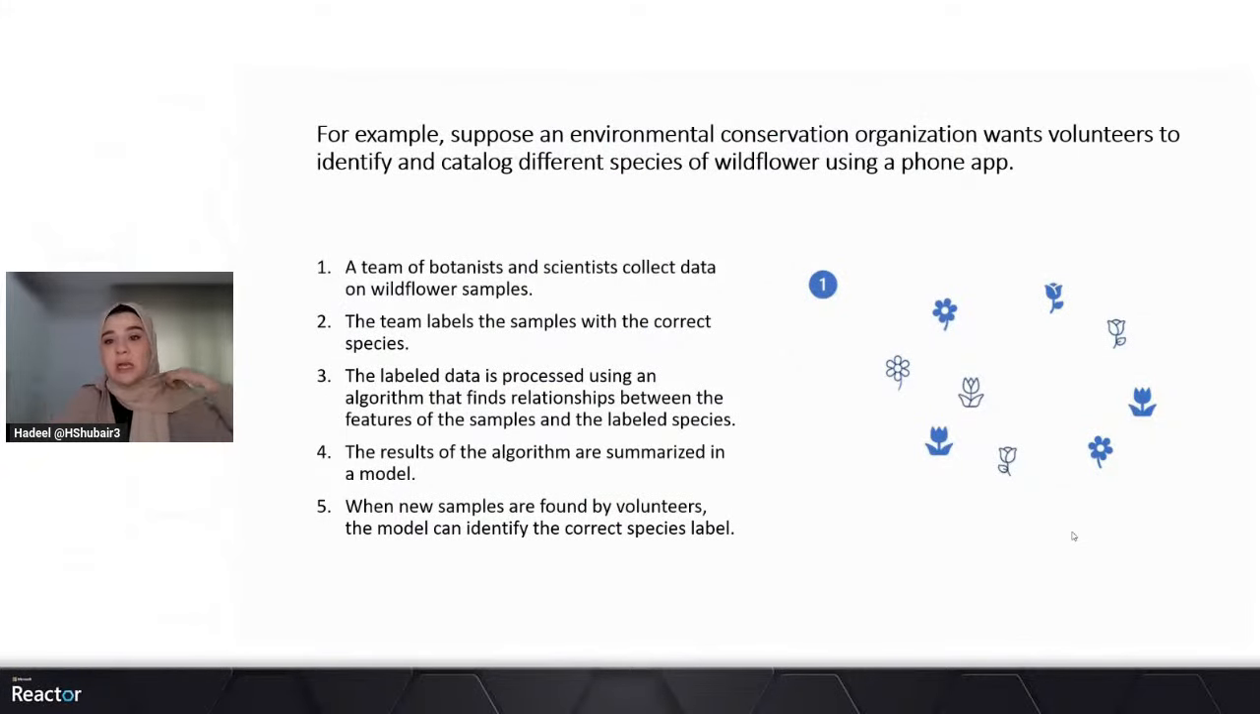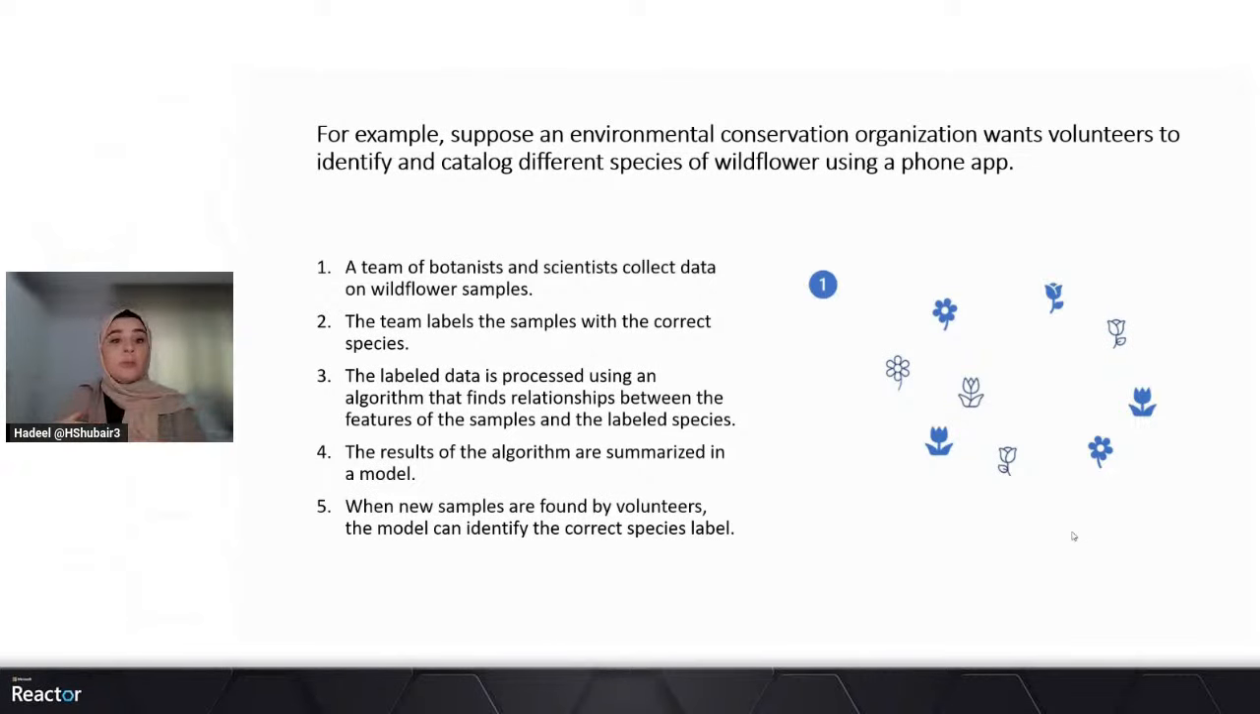Let's look at an actual example here. Let's say you have an environmental conservation organization and you have some volunteers to identify and catalog different species of, let's say, wildflowers, using a phone application. How would the steps look with machine learning? First, the team of scientists would collect the data needed on the different samples of the wildflowers. After you've collected the data, the next thing they have to do is label the different types of wildflowers with the correct species.